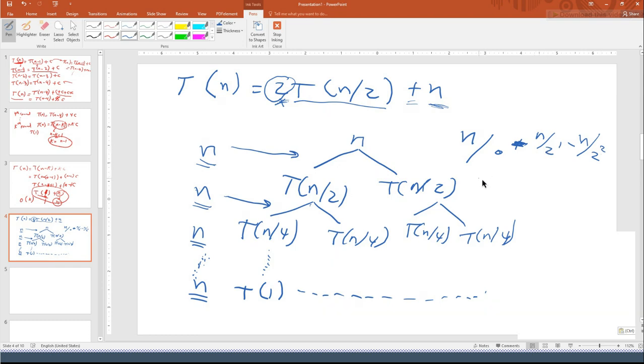And I will continue until I reach the point where n is divided by 2 to the power k. See, in level 1, I have 0. In level 2, I have 1. In level 3, I have 2. So 2 to the power k.